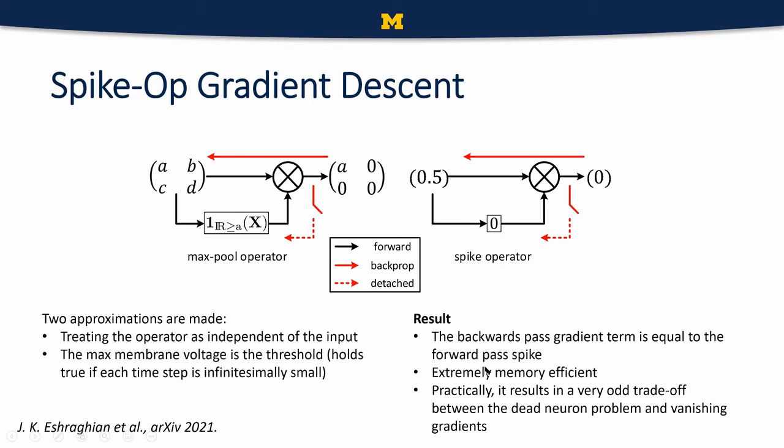Now, in practice, this results in a very odd trade-off that I found between the dead neuron problem and vanishing gradients. Speaking from a practical perspective and getting rid of the theory, I ran this experiment on something simple, the MNIST dataset, and it was able to outperform surrogate gradients or smoothed out gradients, right? I was confused because, if your gradient is 0 whenever your neuron is quiet, then shouldn't that lead to the dead neuron problem? Shouldn't that make training much harder?